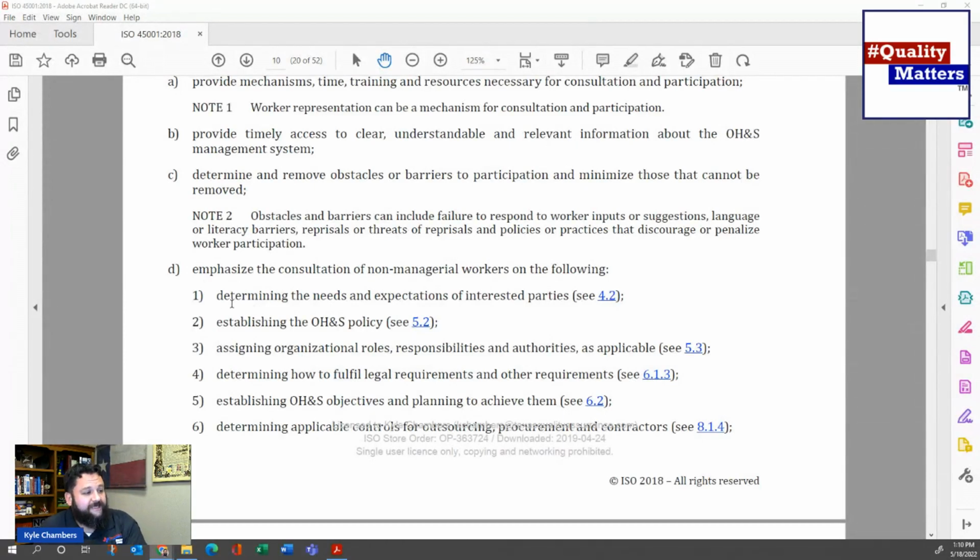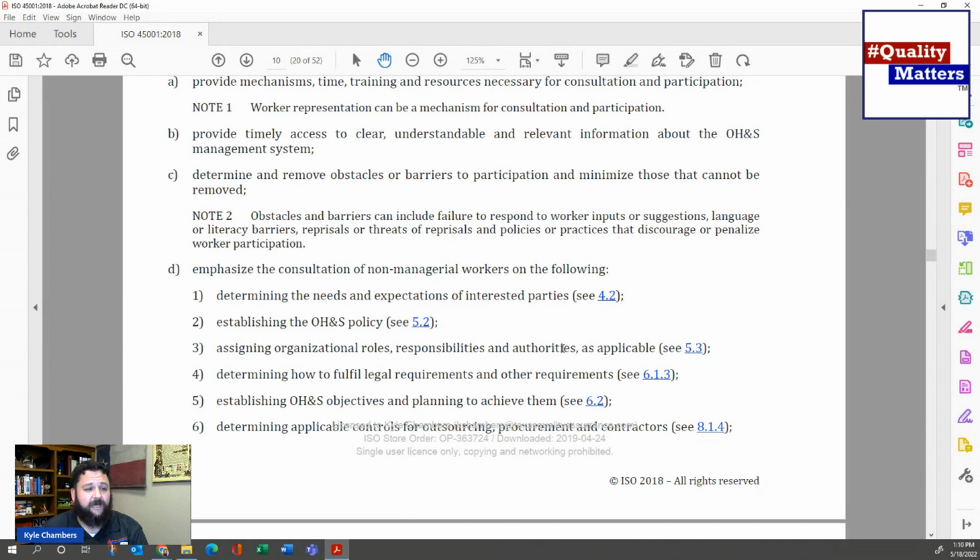So what they're saying here is emphasize consultation for non-managerial workers, again, shop floor guys and gals, in determining the needs and expectations of interested parties. We get that, but it's more ISO language. Trust me, if you go and talk about interested parties, you're not going to get a bunch of guys chiming in with feedback. Establishing the OHS policy. Okay, we need to understand the policy. That's really very critical.